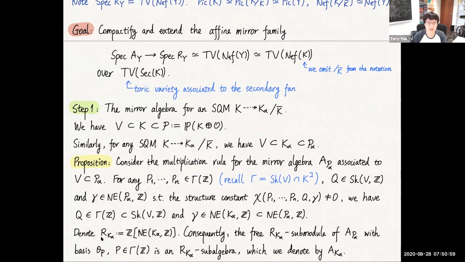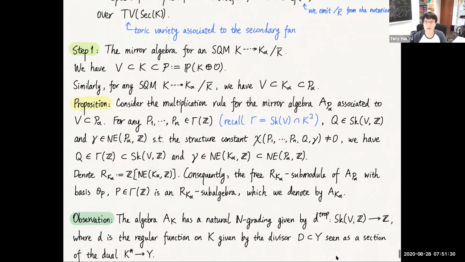So this says that if we denote by R K alpha the monoid ring over this cone of curves, the proposition implies consequently that the free R K alpha submodule of A P alpha with basis theta P, P inside the subset gamma, is an R K alpha subalgebra, which we denote by A K alpha.